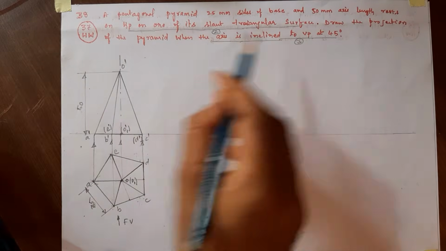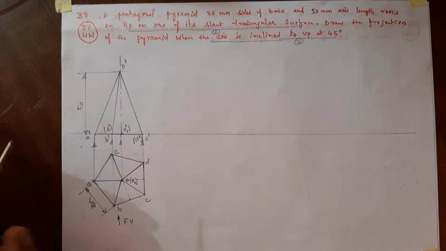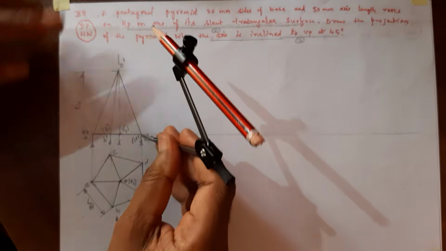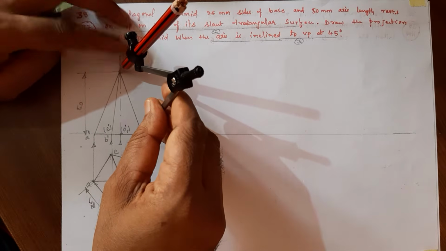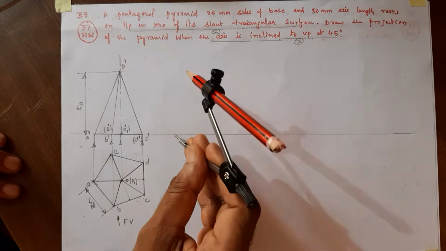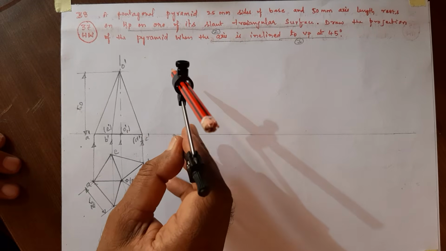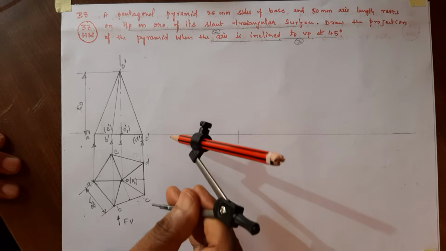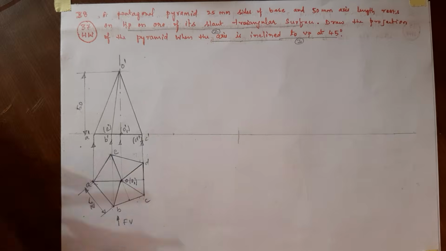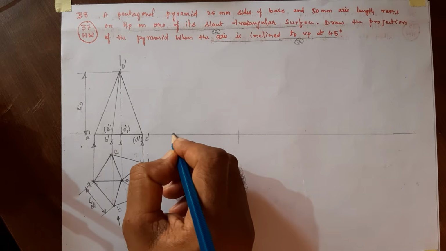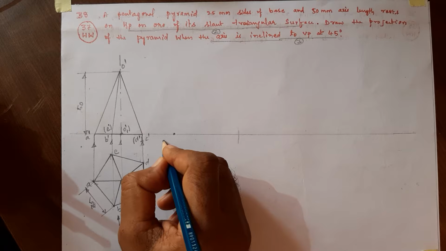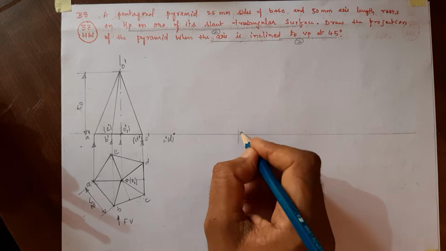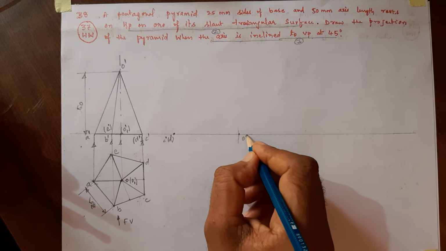Okay, so note 2, triangular surfaces. Now see, this is O dash, D dash, C dash, which indicates the triangular surface. Now measure C dash O dash. So keep the compass at any point on the XY line and cut this. Now we'll get this point as C dash and D dash in the bracket, and this point is O dash.